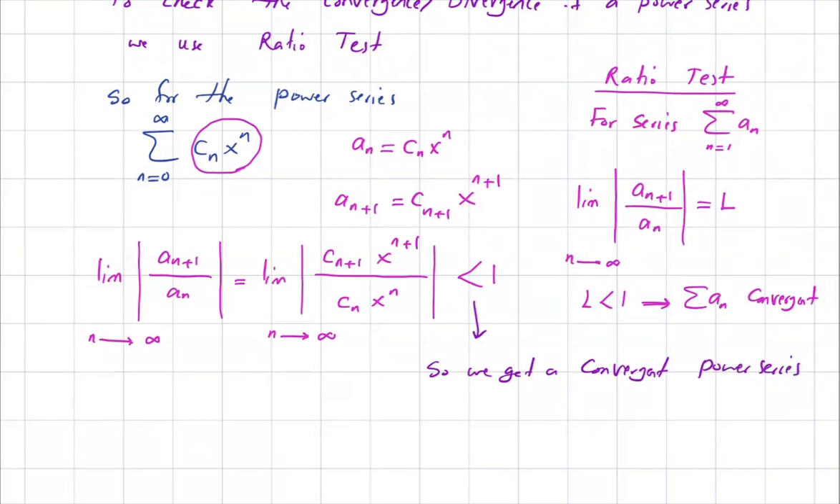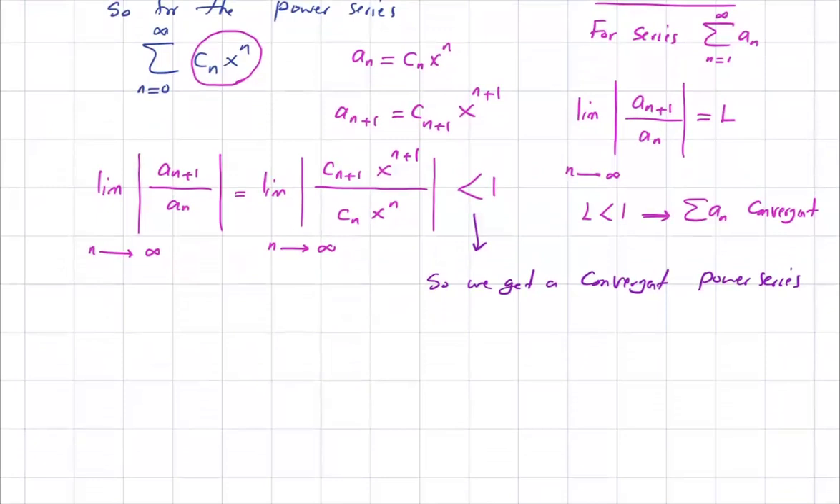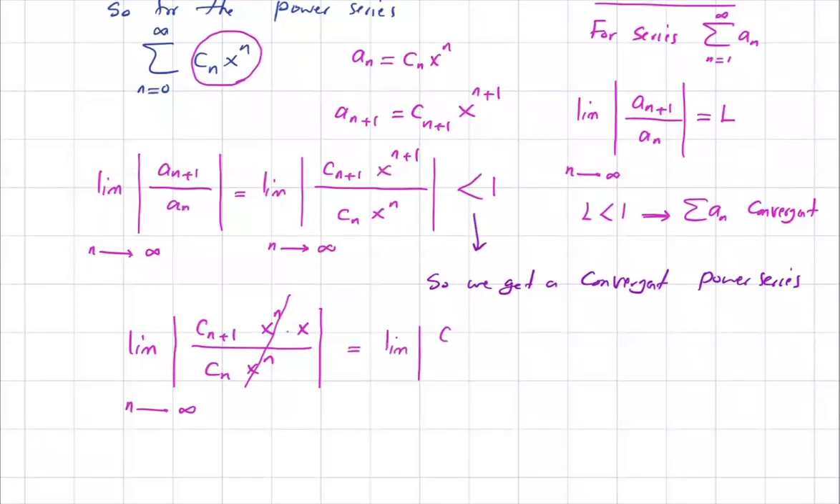You can simplify this as well. This limit can be written as the limit of the absolute value of c sub n plus 1 x to the power n times x divided by c sub n x to the power n as n goes to infinity. You can cancel out x to the n in the numerator and the denominator. And this limit becomes the limit of the absolute value of c sub n plus 1 times x divided by c sub n as n goes to infinity. And this quantity must be less than 1.